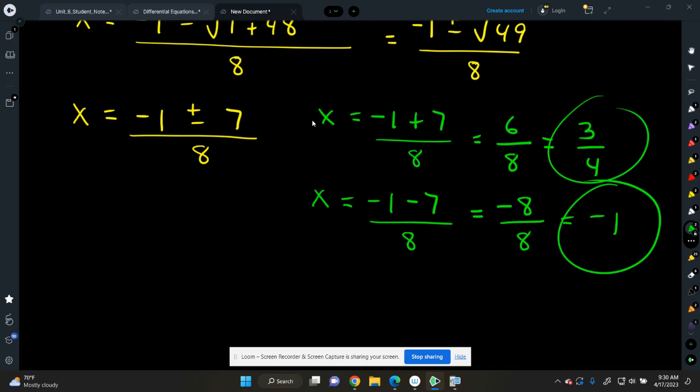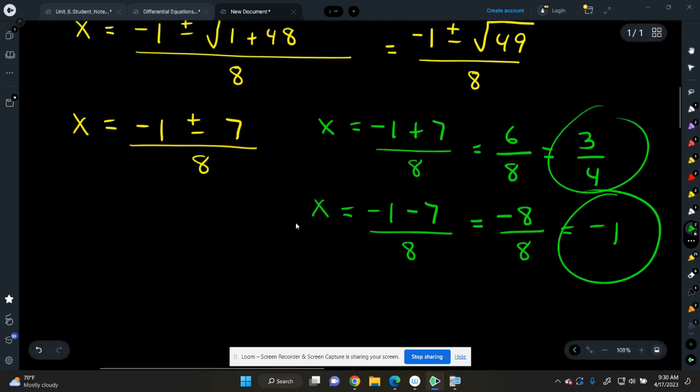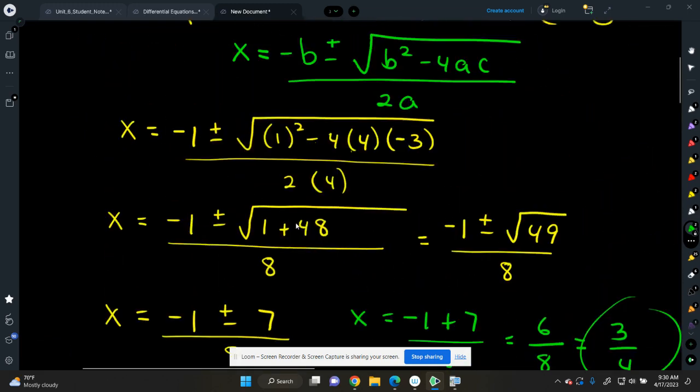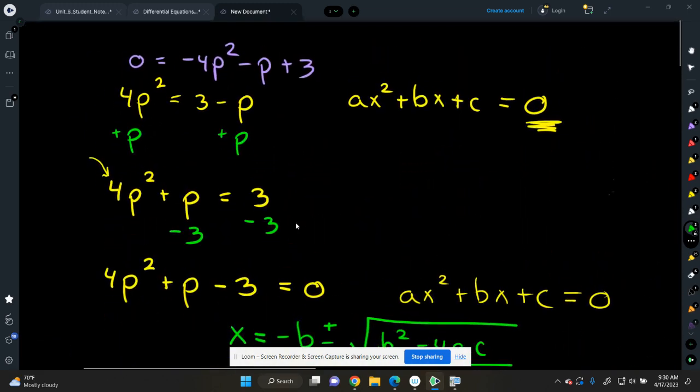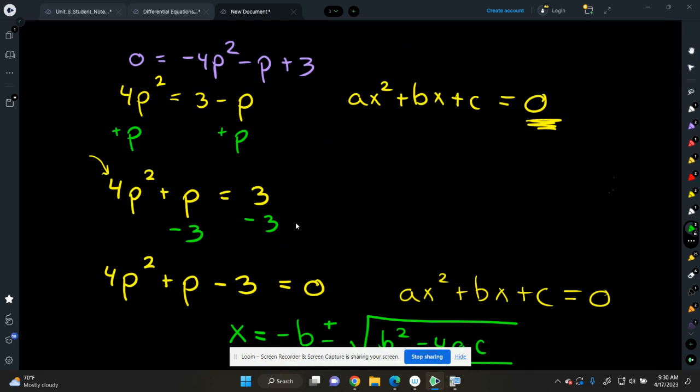When I did that problem on the worksheet, I did negative 4p squared minus p plus 3 equals 0, because I subtracted the 4p squared from both sides. And I still got the same answer, so does it matter if you do it that way?